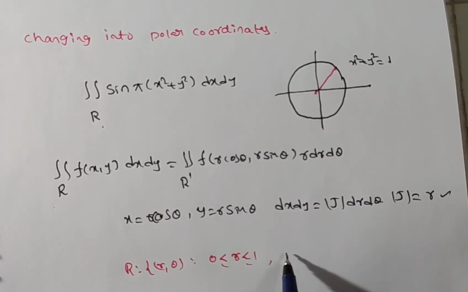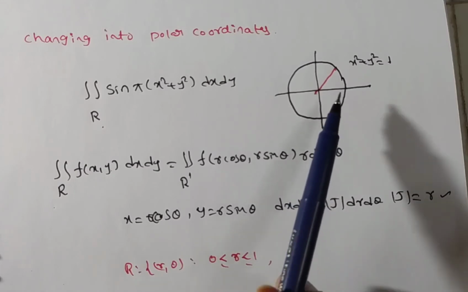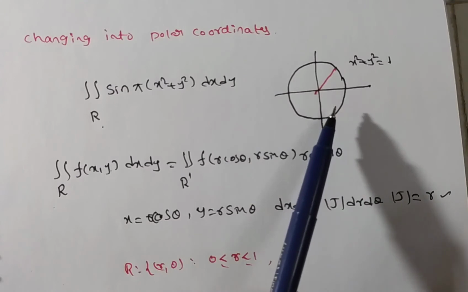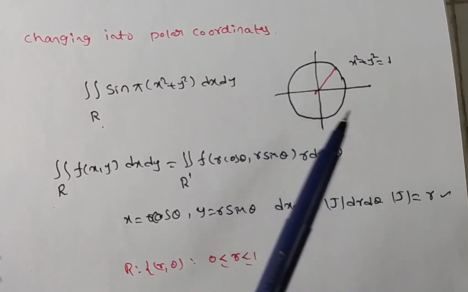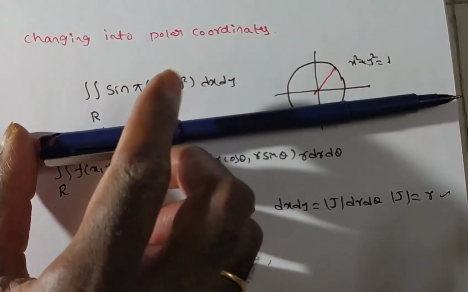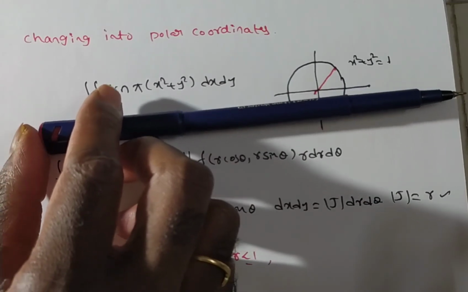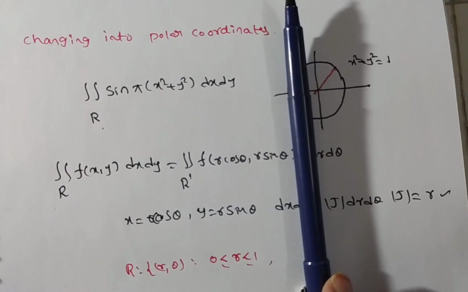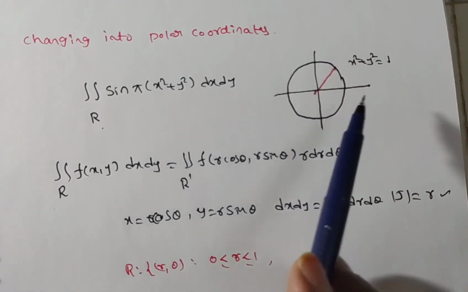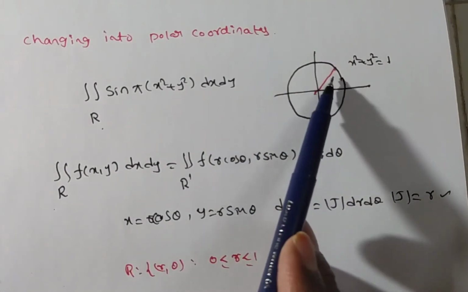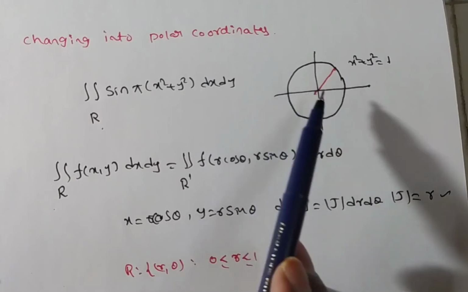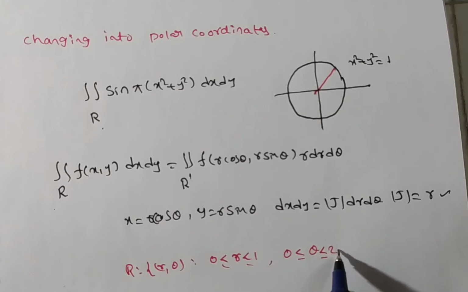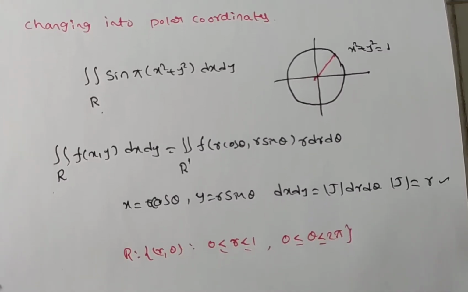And what about the angle θ? Here you observe the region occupies how many quadrants? 1, 2, 3, 4. They have given the full circle. If they give a half circle it is different. For the upper half of the circle, above the x-axis, you have to take only the first two quadrants, that is 0 to π. Sometimes they will ask only the first quadrant. But for the full circle, θ lies between 0 to 2π. Is it clear for everyone now?